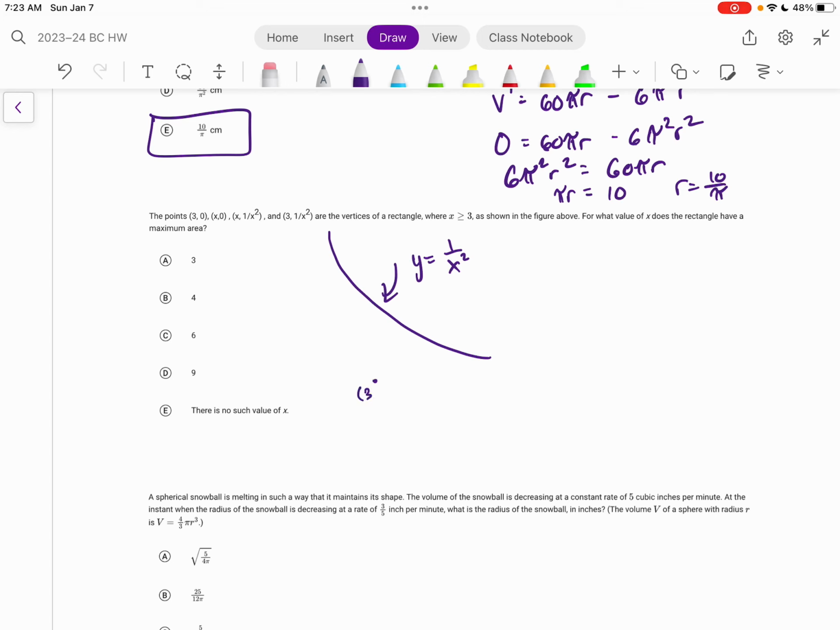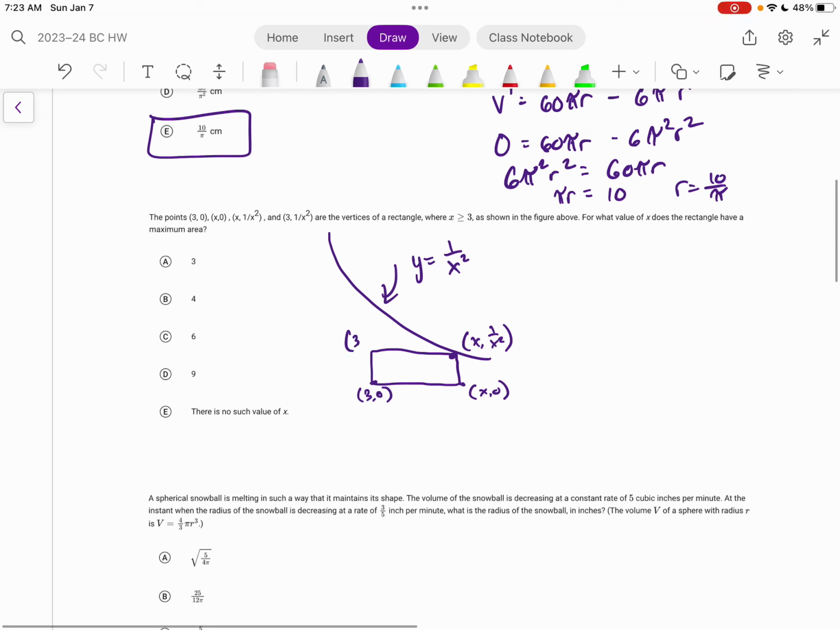But we'll say this is 3 comma 0, and over here we have x comma 0. And this can sort of go up to the curve over here and down. So this point would be x comma 1 over x squared because it's on the curve. And this point here would be 3 comma 1 over x squared. Okay, we're trying to maximize the area of this rectangle, right? And so the area is just going to be base, which is x minus 3, times the height, which is 1 over x squared. And we're trying to maximize that.